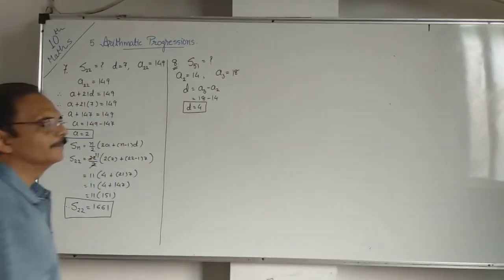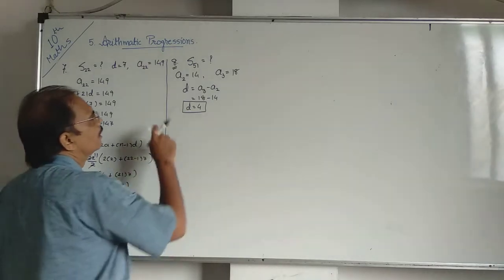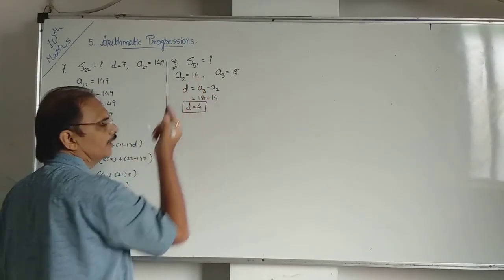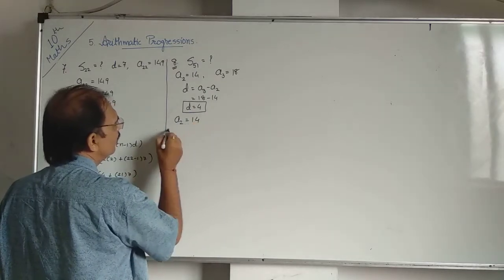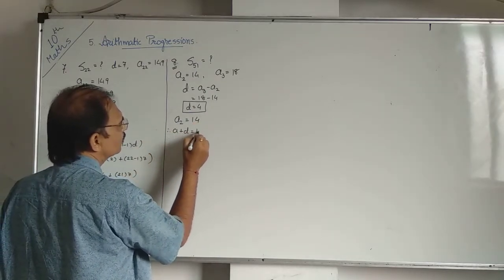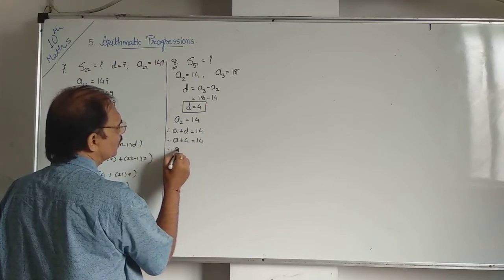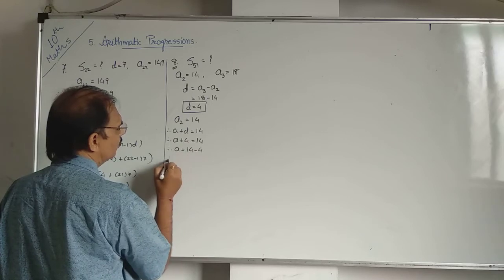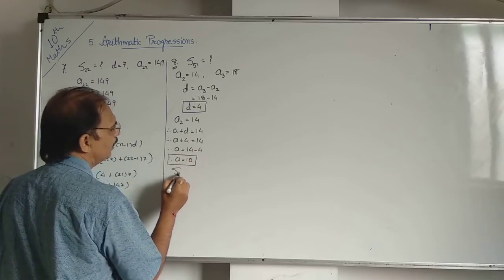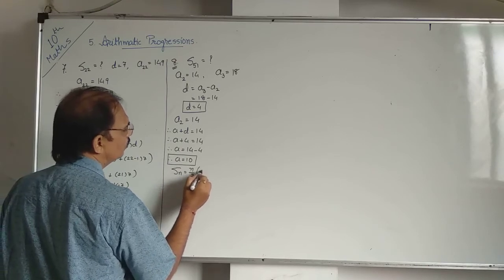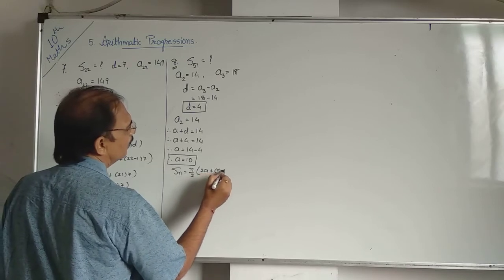Now we have d equals 4. To find Sn, you need a. If you subtract d from the second term, you will get a. It is very simple. A2 equals 14, so a plus 1d equals 14. Now d is 4, so move 4 to the other side: 14 minus 4. So a equals 10.